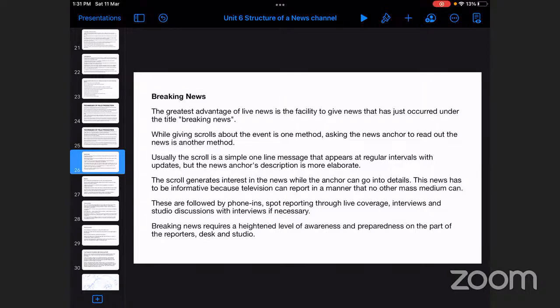Okay, this is all about news personnel and the persons involved in news production, the news structure, actually the news channel structure.